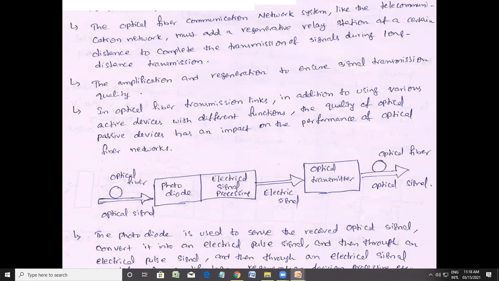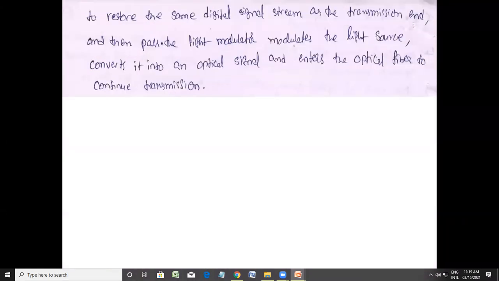In these repeater stations, only the signal is amplified, but the shape of the signal is not changed. After digital conversion and signal processing, we can reconstruct the signal if possible. But it is not possible in the repeater station to reconstruct the signal; that is done only at the detector side. This is about the optical fiber repeater.